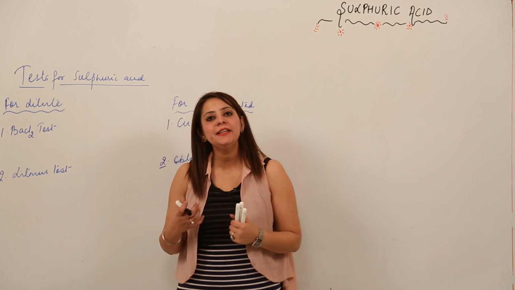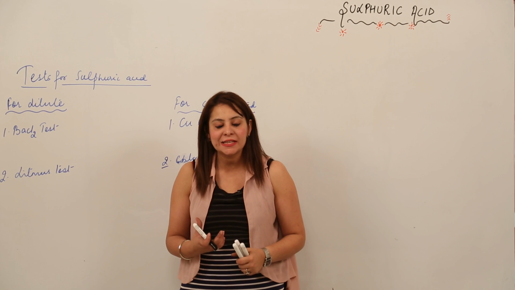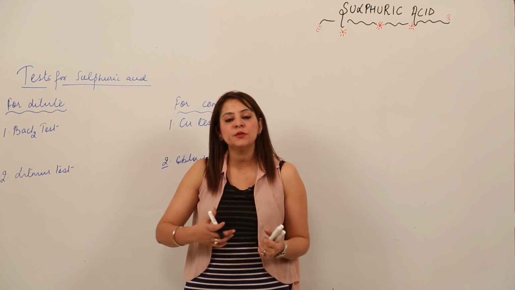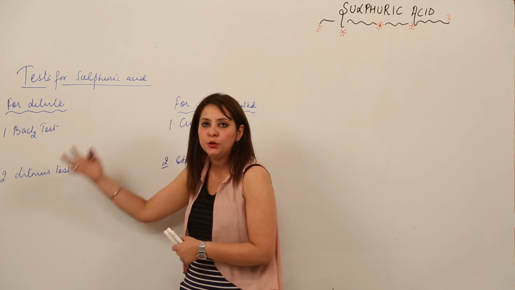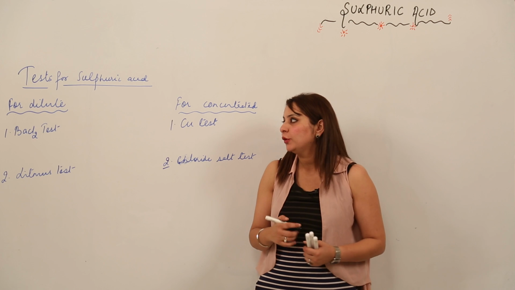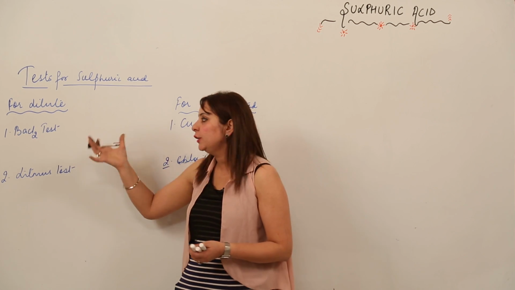Now we need certain tests in order to identify the presence of sulfuric acid, and you know that the tests are categorized under two categories. We have different tests to identify the dilute sulfuric acid and different tests to identify the concentrated sulfuric acid, right. So here we have the test for the detection of the dilute sulfuric acid.